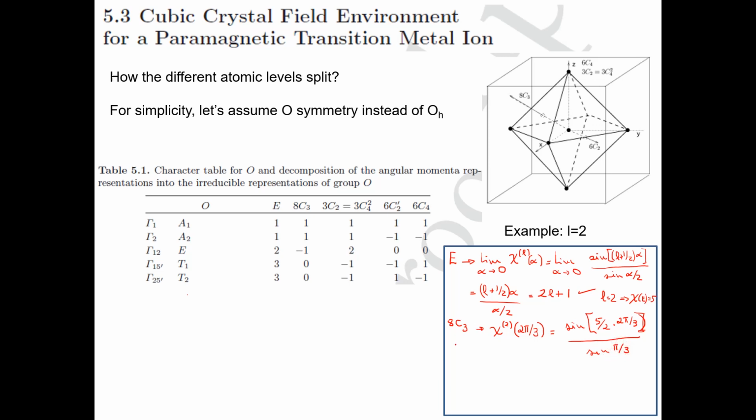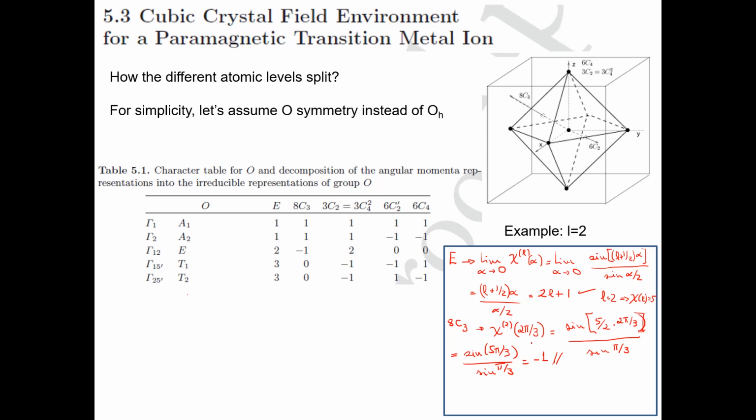And if you do this calculation, you do the math, this is the sine of 5 pi over 3 divided by the sine of pi over 3. This is a minus 1. It's minus square root 3 over 2 divided by root 3 over 2. This is minus 1. Okay? And you got the idea, right?